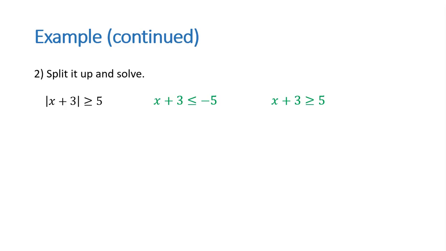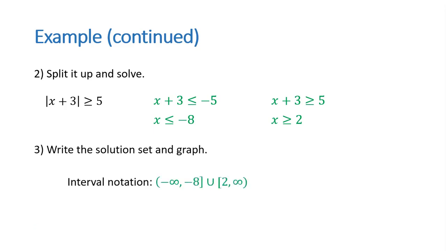But again, the algebra looks basically the same, just like it did before. So subtract our 3 from both sides, we get x is less than or equal to negative 8, and then x is greater than or equal to 2. So these are going to be our two inequalities corresponding to two intervals for our solution.